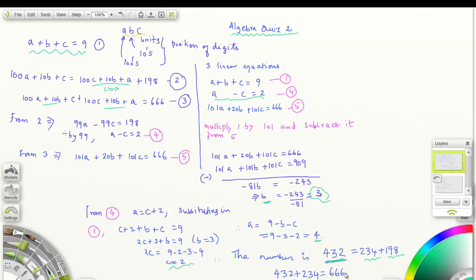So this is a very long way of going about doing the problem. We have used all the 3 equations, and we know how to do algebraic equations, solving them simultaneously, and we get the answer. Okay, so that's the first one.